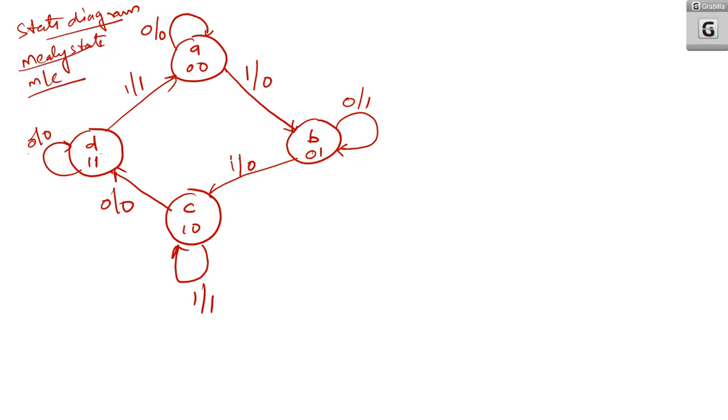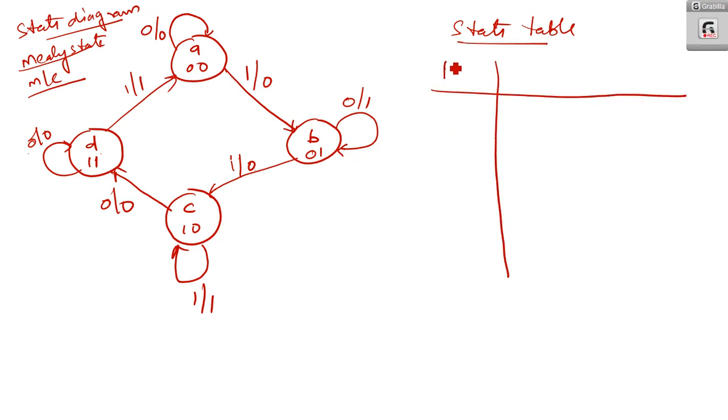Now let us discuss what is the state table of this. What is the state table? Okay, so here I am having present state, that is PS. Present state I am writing. Then I am writing next state and the corresponding output. Okay. Now for what input? That is the question. For what input?